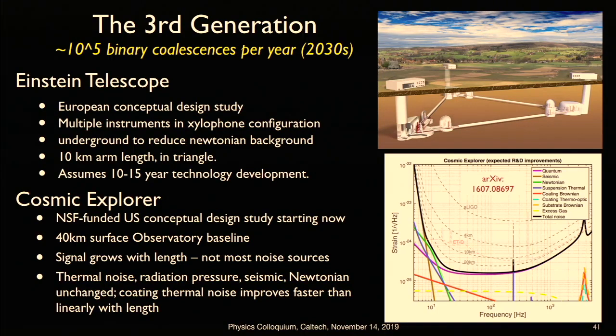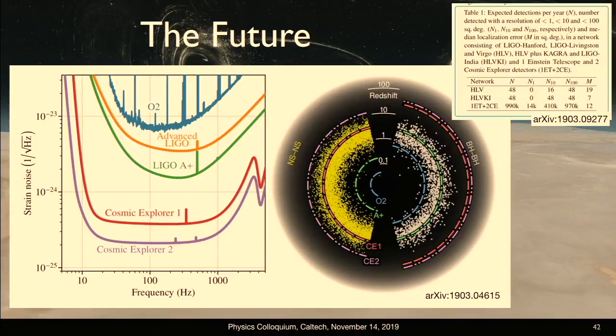planning is proceeding rapidly. Cosmic Explorer is an NSF-funded U.S. conceptual study where basically the idea is to just keep an L-shaped detector, but much longer. So the signal amplitude will grow with the length, but not most of the noise sources, so those get diluted. And so that will give the added increase in sensitivity.